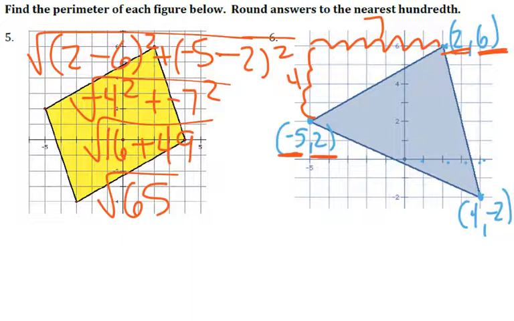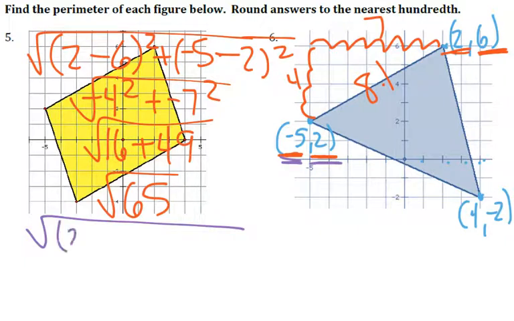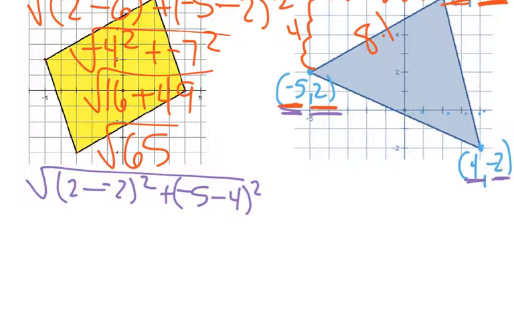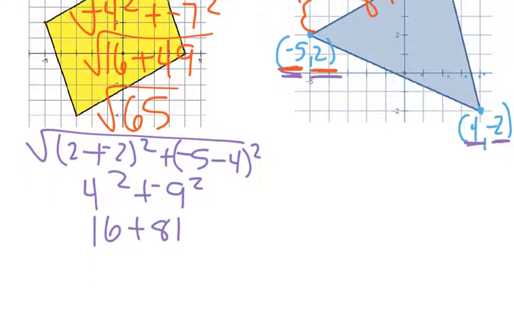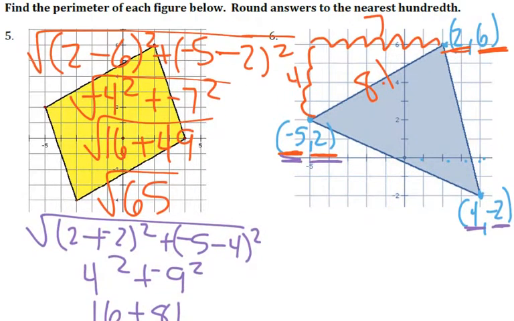About 8.1. Okay, then we do it for our next set. So I go to the square root of the y value first, 2 minus negative 2, squared plus negative 5 minus 4 squared. So that gives me 4 squared plus negative 9 squared. So 16 plus 81, which would be 97. So the square root of 97 would give us about 9.8. So that's 9.8 right there.